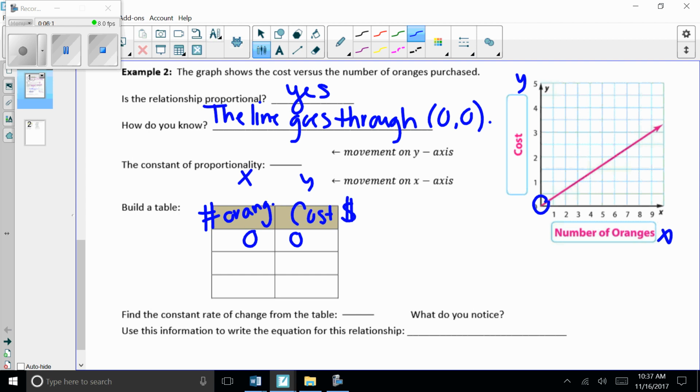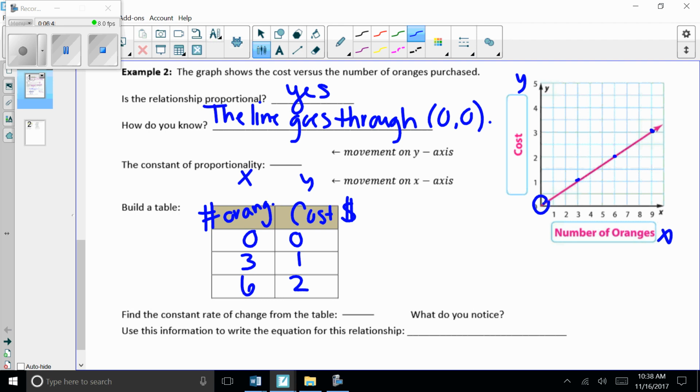So let's plot some points. There is 0, 0. I only want to plot points where it meets directly on numbers in the grid. So I could plot one here, I could plot one here and here. Those are the only points that it hits exactly on the line. So I'm going to use those points to build my table. So I have 0, 0. Then I have 3 in the X, and it hits at 1 on the Y. And then 6 on the X and 2 on the Y. And if it had more space, we could do 9 and 3.